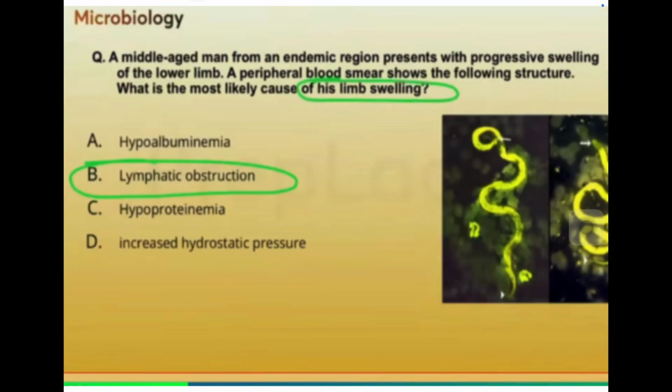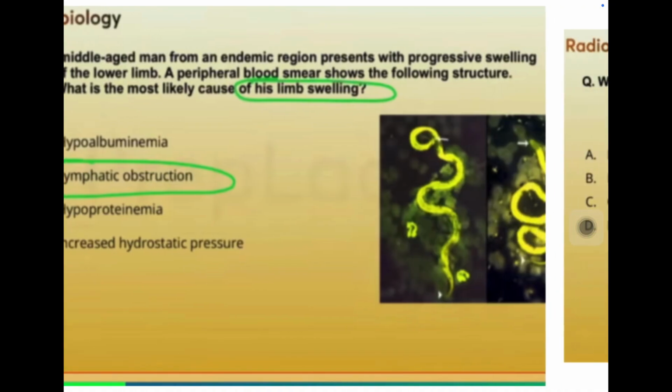A middle-aged man from an endemic region presents with swelling in the lower limb. The photo is given, you just have to tell what kind of obstruction it is. It is your lymphatic obstruction.